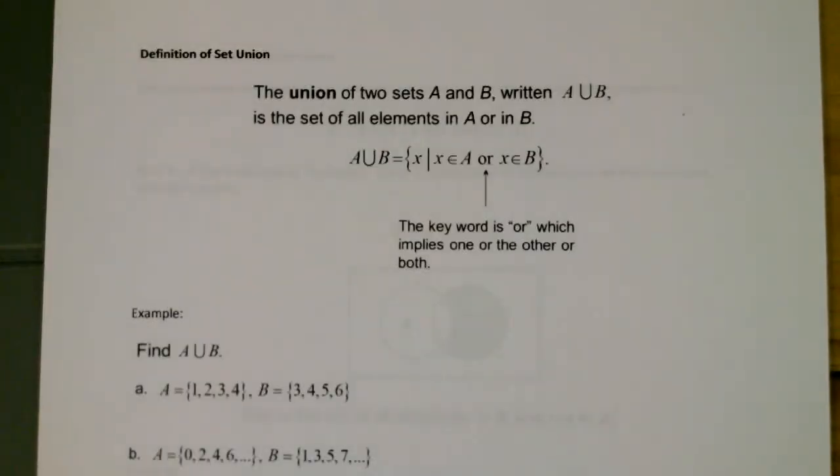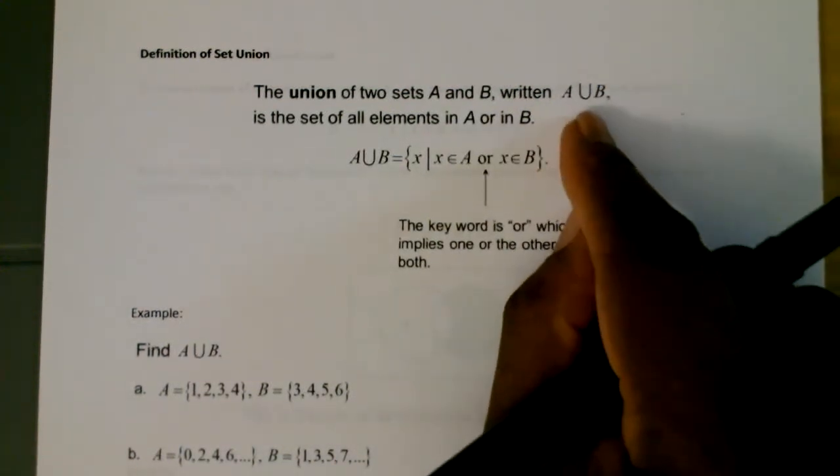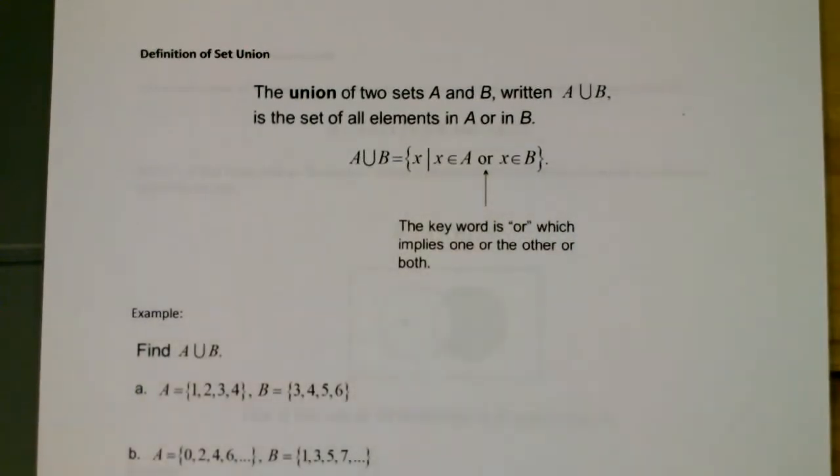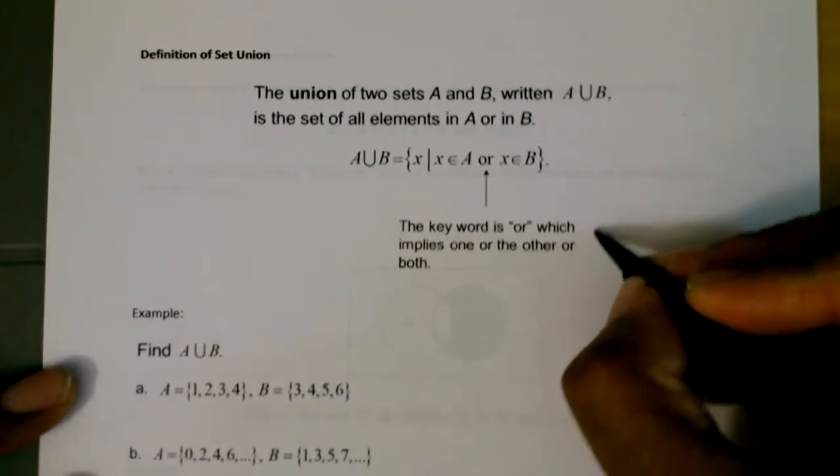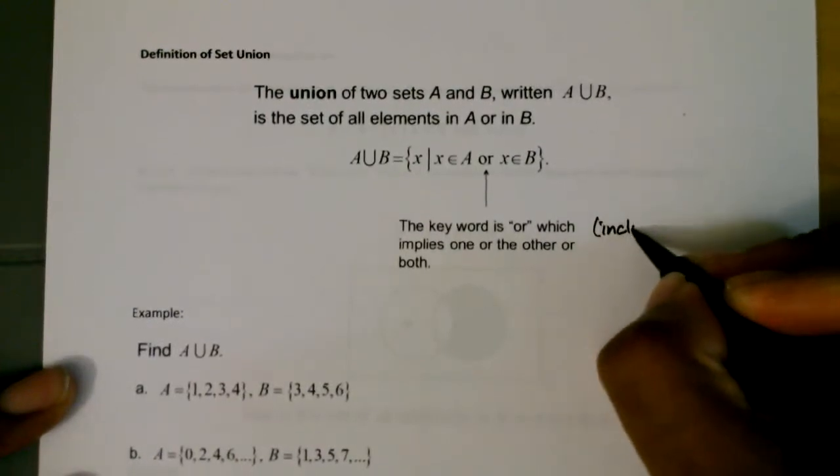All right, now on the next page, you'll see the definition of set union, or the union of two sets, A and B. And it's going to be written like this: A union B. That is going to be the set of all elements in A or in B. Now, the word or is going to be that key word. And it's going to be very important because the word or is being used as the inclusive or. We call that the inclusive or.